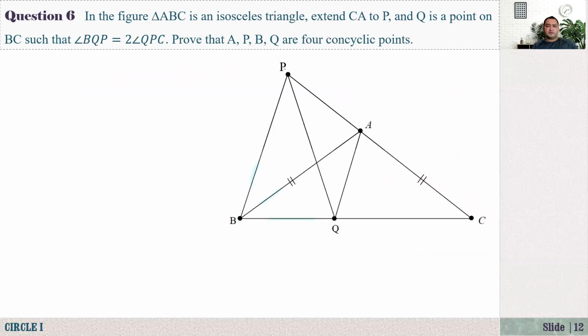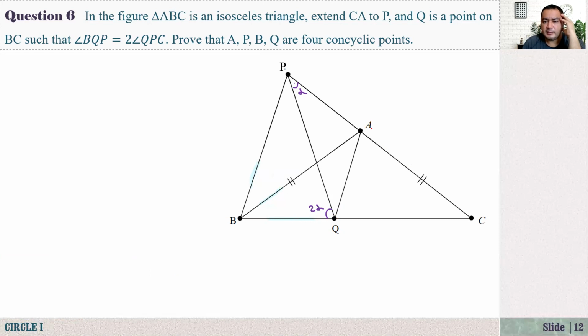Question 6. In the figure, triangle ABC is an isosceles triangle. Extend A to P and Q is a point on BC such that angle BQP is equal to 2 times angle QPC. Suppose that angle QPC is alpha. At the time this angle BQP is, what is it? 2 alpha. Prove that APBQ are 4 concyclic points.